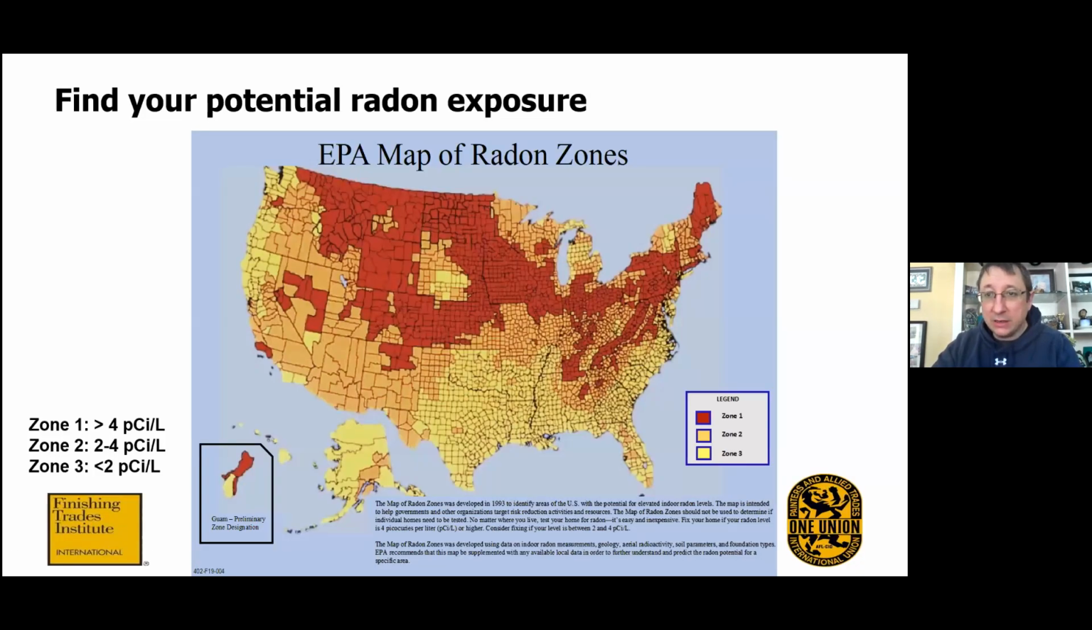So we can see here, this is the EPA map of radon zones. Zone 1 means you typically can find more than 4 picocuries per liter of air. And that is the cutoff where EPA recommends, there's no requirement to do this, but it's a recommendation. It's the best practice. If you've got 4 picocuries or more, put in a mitigation system, which there's a bunch of easy ways to do this.